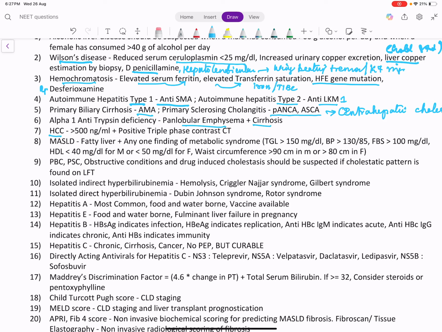Hepatocellular carcinoma is diagnosed when AFP, alpha fetoprotein, is more than 500 nanograms per ml, and there should be a positive triple phase contrast CT. It is the specific scan which is used to diagnose hepatocellular carcinoma.